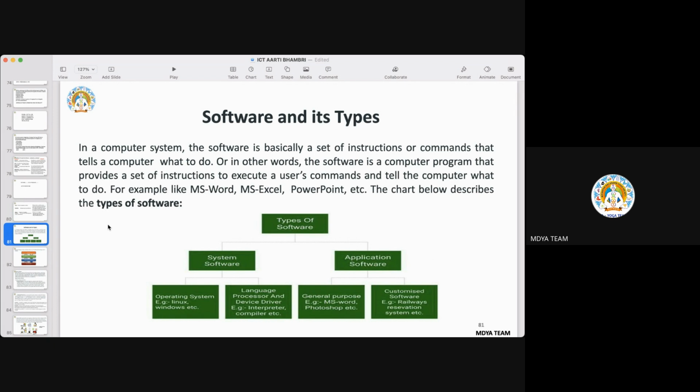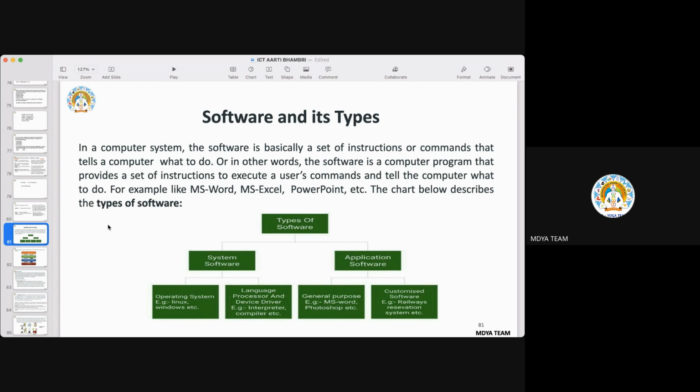So software in a computer system, as we have seen, is a set of instructions or commands that tells the computer what to do, when to do, how to do. Or in other words, you can say that it provides how to execute the user's command, or whatever is the requirement of a particular user.